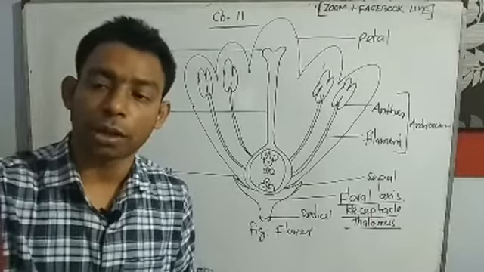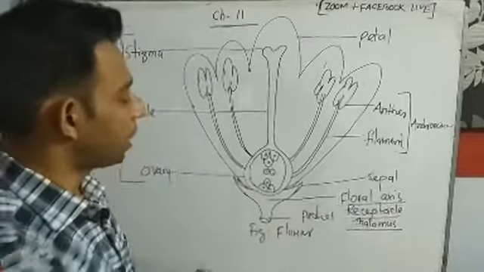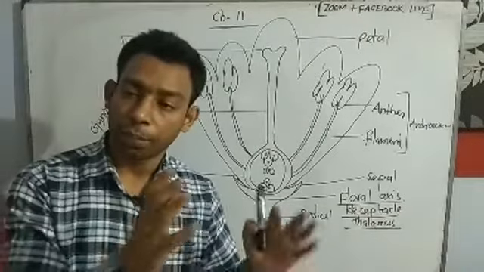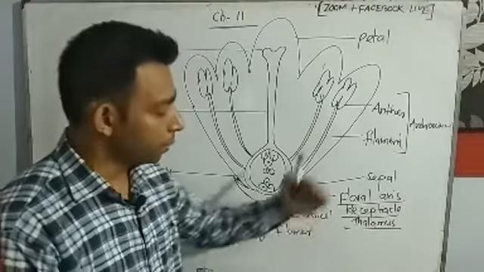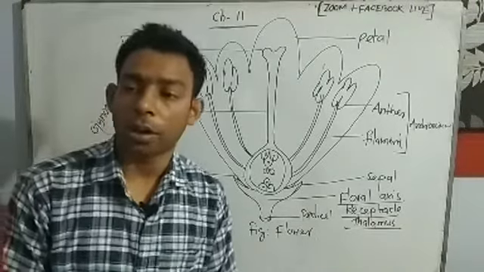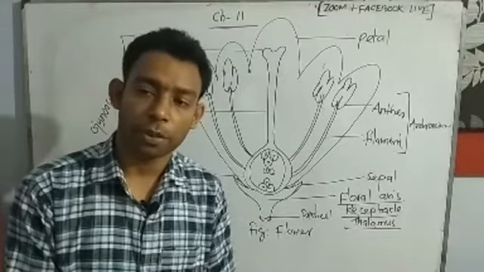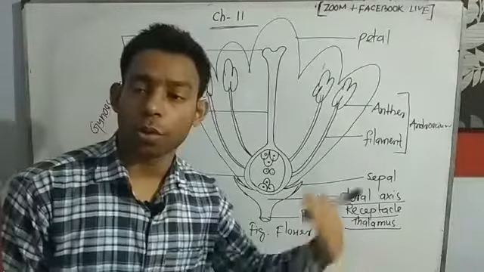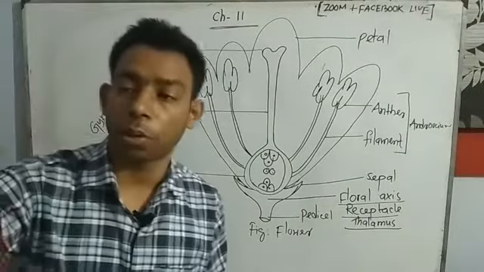So this way we can say accordingly that if the 5 main parts are absent in any flower, we cannot say it is a complete flower. So very interesting. All these parts we will mention in the next class to discuss.